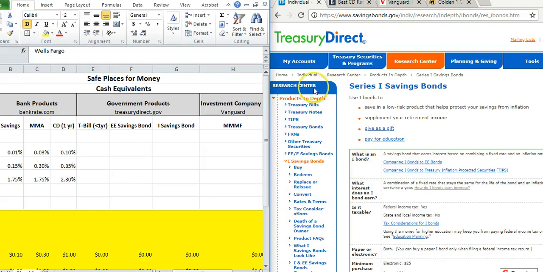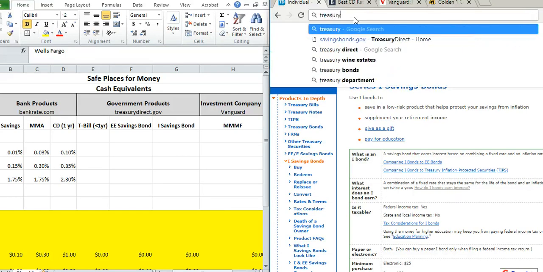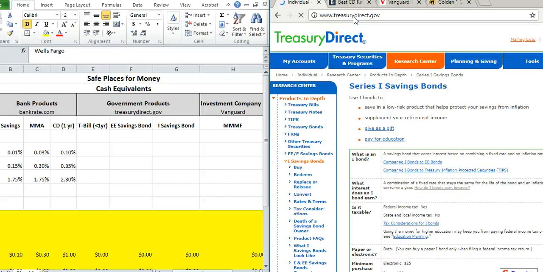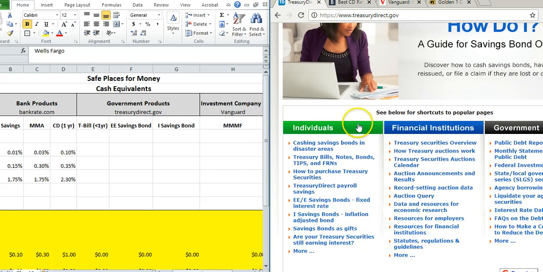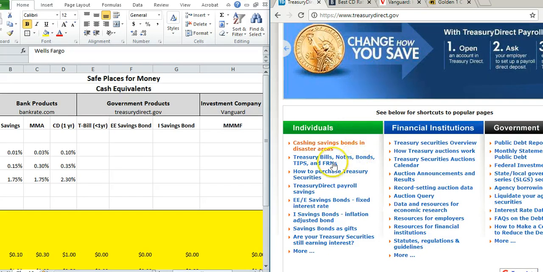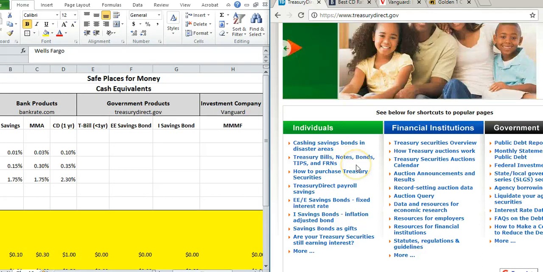The first thing when you get to treasurydirect.gov, you're going to have to do some exploring for homework this week. This is the main hub for all government bonds, so it's a good website to know. You're going to be under individuals because that's what we are. And we can look at right here T-bills, notes, bonds. We're going to learn more about these next week.